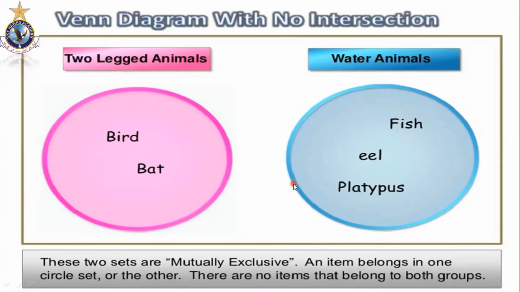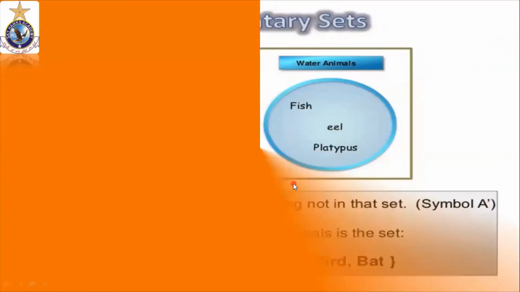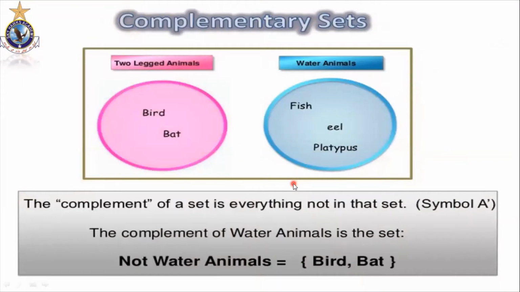So the next is the complementary set. Now let's see the complement of a set. Please read this statement first. The complement of a set is everything not in that set. The complement of water animals, the set not water animals, is equal to bird, bat.